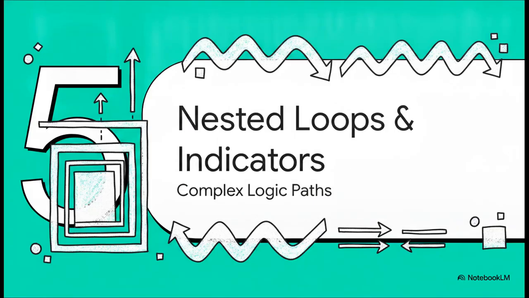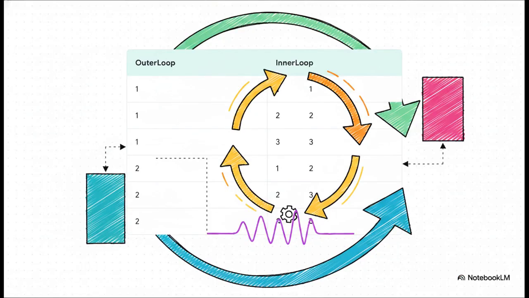All right, moving into Section 5, nested loops and indicators. As your algorithms start getting more complex, you're inevitably going to need to place loops inside of other loops, and there is a golden rule for nesting. The inner loop must complete its entire processing cycle before the outer loop increments even a single time. Think of it like a clock. The minute hand has to do a full sweep before the hour hand moves.